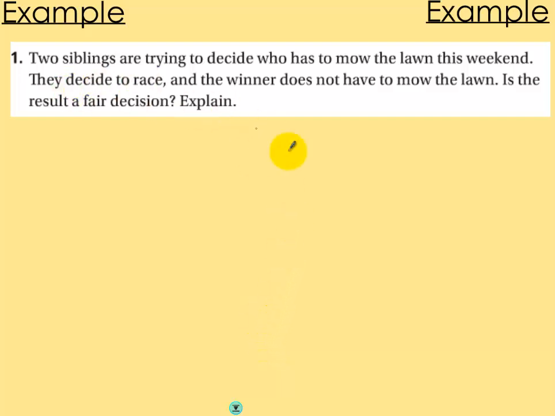All right. Two siblings try to decide who has to mow the lawn this weekend. They decide to race, and the winner does not have to mow the lawn. Is the result a fair decision? Explain this. I'm going to say no. A fair decision means each sibling has an equal chance to mow the lawn. You might say fair, they both get a race, but if one's older, I would say no because of age differences.